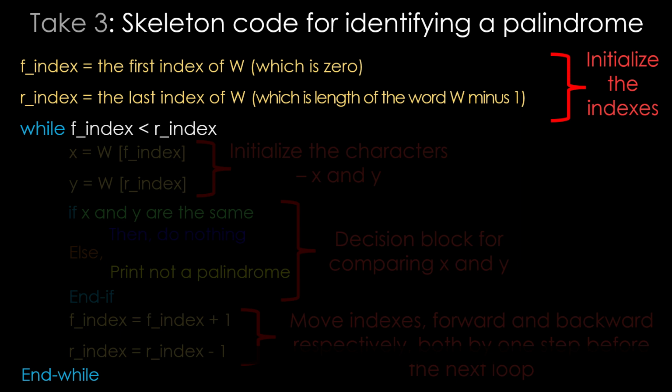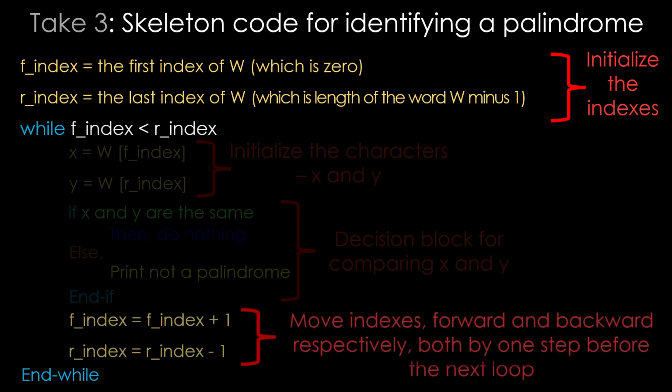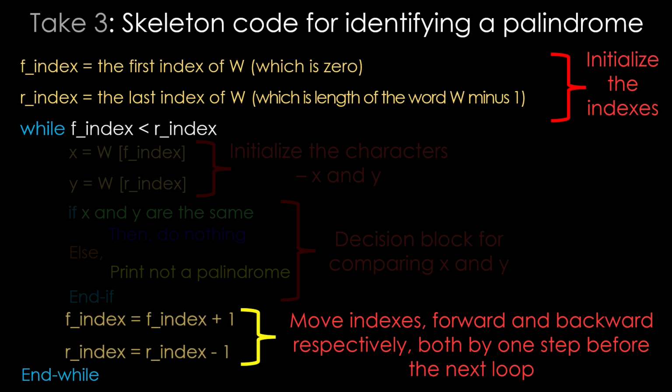The crossing each other is codified as the loop condition. And this crossing happens when the forward index is no more smaller than the reverse index. See, the indexes are modified at the end of the loop body. Forward index moves one character right in each loop, while the reverse index moves one character left in each loop.